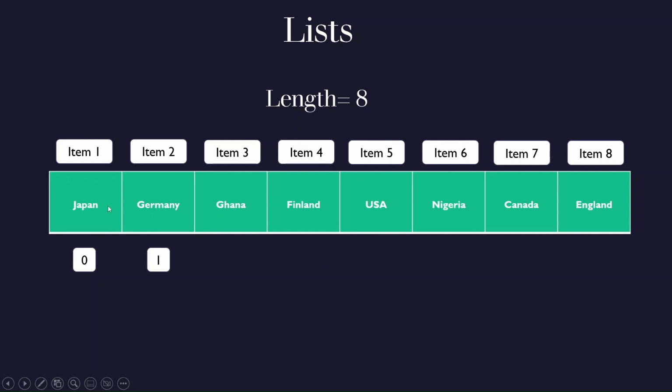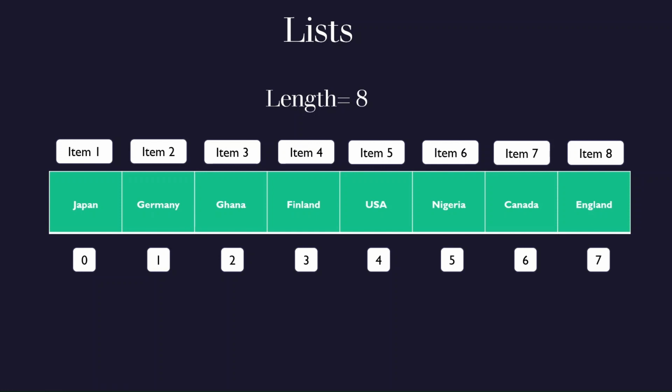So Germany will be position 1, Ghana will be position 2, Finland will be position 3, and England will be at position 7. So if there are 5 items in the list, the last item has position 4. But in this case, the length, or the number of items in the list, is 8, meaning the last item will have 7, which is England. So the position of England in this case is 7, meaning the length of the array or list minus 1 is always the last item, and then the first item is always 0.